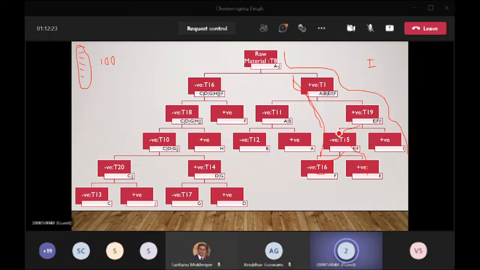Otherwise, we'll have to test another half of its sample for E and F. So yeah, I think that's the good thing about this method. I see I'm only halfway through, but this is the only question I had time to try, and I'm open to any questions.